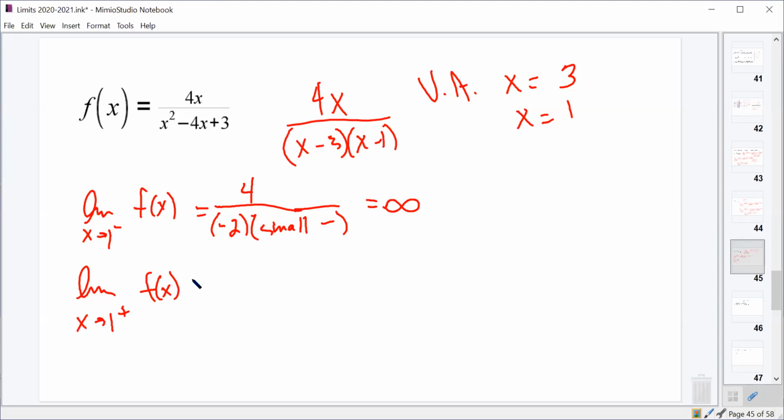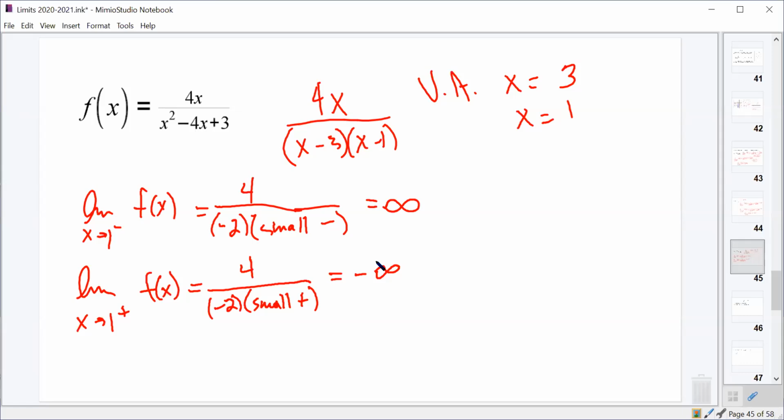Okay. As we approach 1 from the right, is that 4 going to change? No. What about the -2? It's not going to change either. Because whether I'm approaching 1 from the left or from the right, I'm still basically at 1, and 1 minus 3 is still pretty much -2, right? So that won't change. The only thing that's going to change is that instead of having a small negative, we're going to have a small positive, which is going to make the entire denominator a very small negative, which is going to give us negative infinity. Good or no?